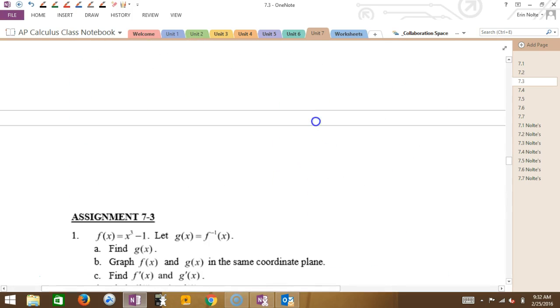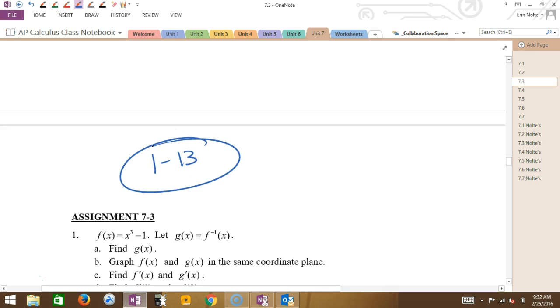Your problems that you have to do are 1 through 13. If you choose to go all the way through, you can earn yourself extra credit. There's 32 possible.